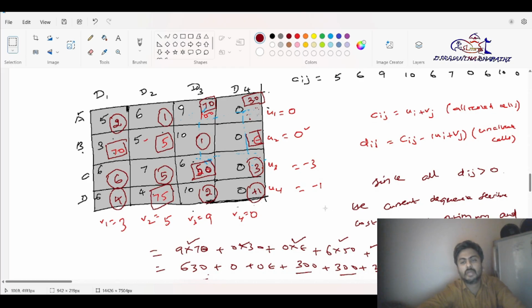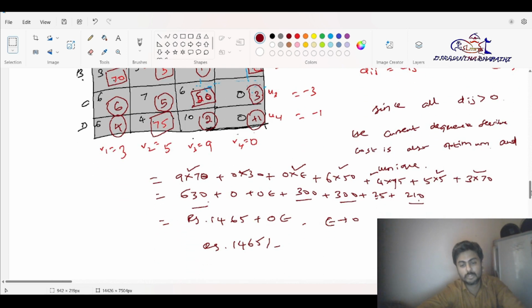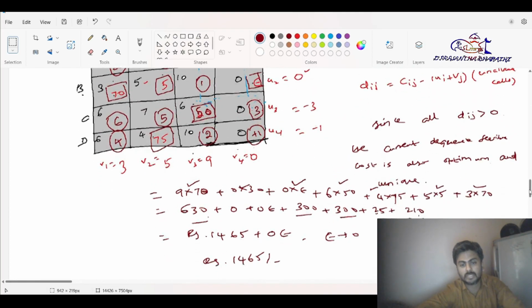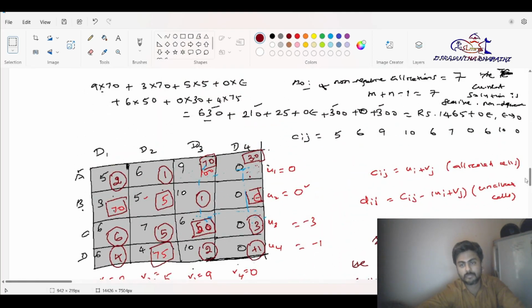For this you are again applying the values ui and vj's. You are calculating ui and vj's, and after that you are calculating dij's. In this, all dij's are greater than 0, so you are getting the optimum cost. The optimum cost here is 1465.